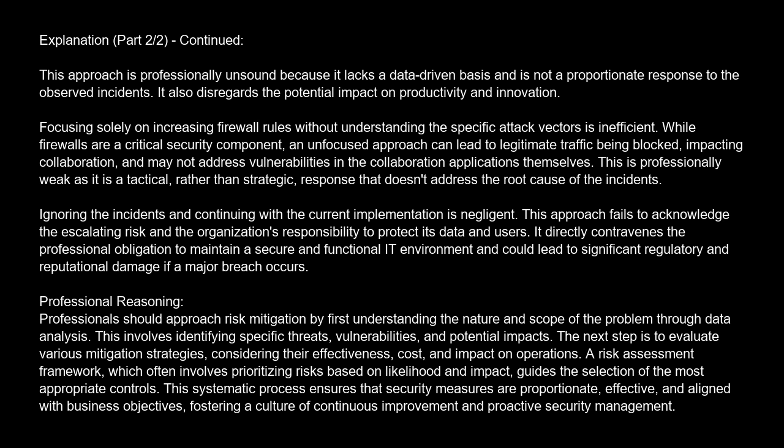Professional reasoning. Professionals should approach risk mitigation by first understanding the nature and scope of the problem through data analysis. This involves identifying specific threats, vulnerabilities, and potential impacts. The next step is to evaluate various mitigation strategies, considering their effectiveness, cost, and impact on operations. A risk assessment framework, which often involves prioritizing risks based on likelihood and impact, guides the selection of the most appropriate controls. This systematic process ensures that security measures are proportionate, effective, and aligned with business objectives, fostering a culture of continuous improvement and proactive security management.